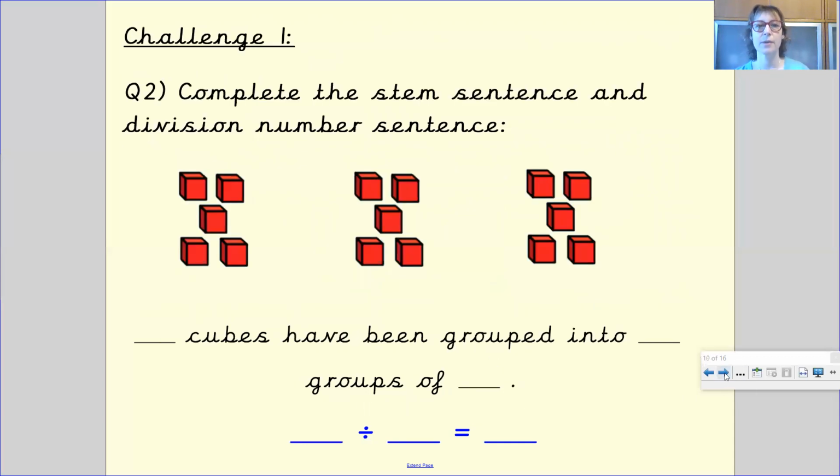And then you've got another question. So again, how many cubes have you got? How many groups? How many in each group? How many cubes? How many groups? How many in each group?